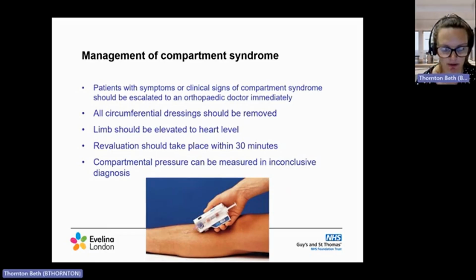So anyone at risk of compartment syndrome should be having neurovascular obs hourly. If you then start to see clinical signs of compartment syndrome, you should be increasing the frequency to every 30 minutes.